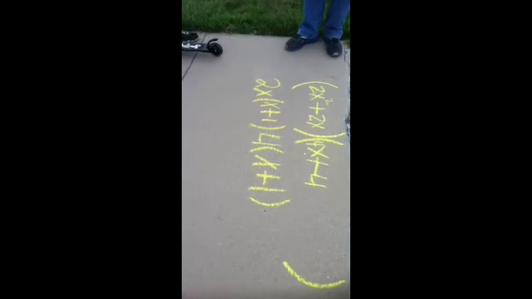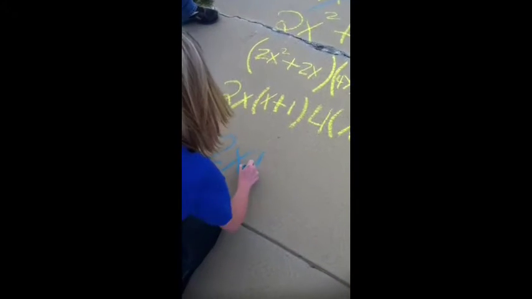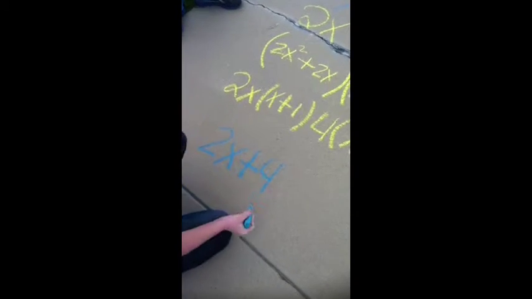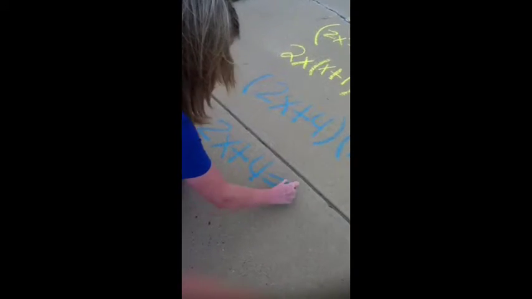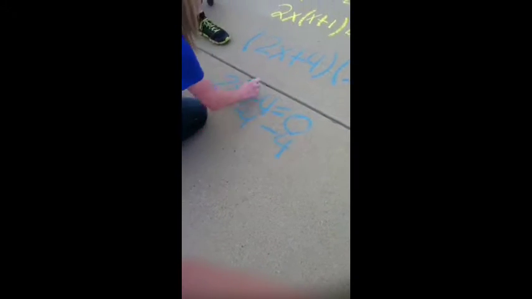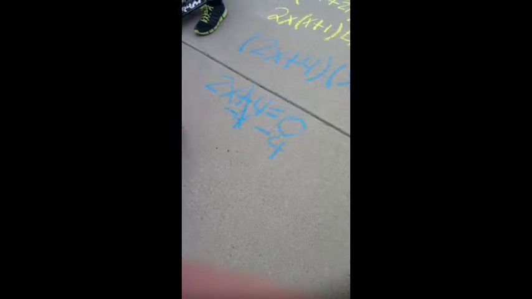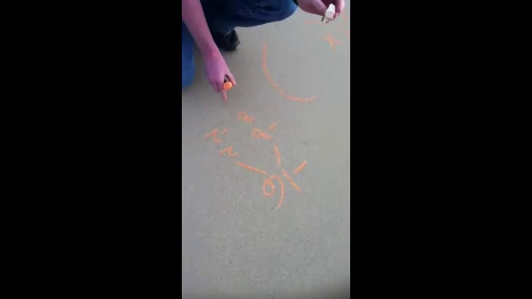Now I'll write the answer. It's 2x. Well, we have to actually do equal to 0. Yeah. 2x plus 4 equals 0. Minus 4, minus 4. 2x equals negative 4 divided by 2. None of those work.